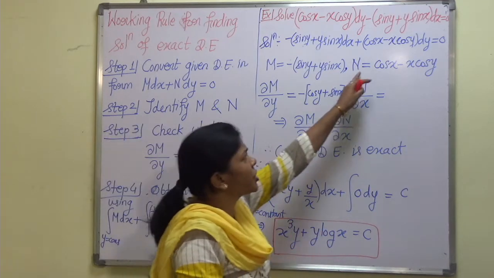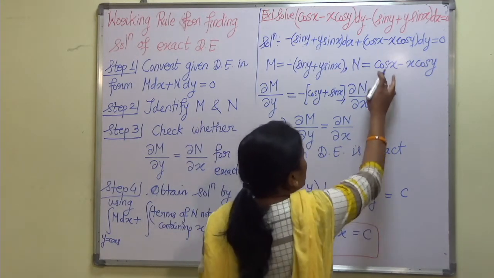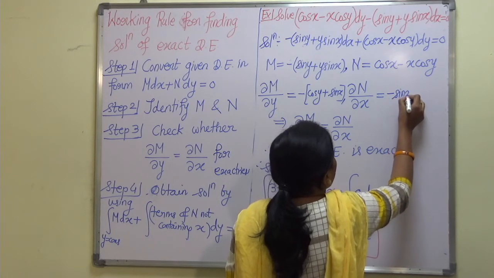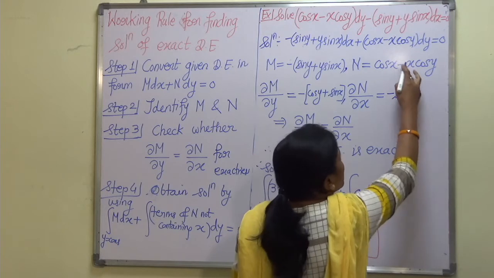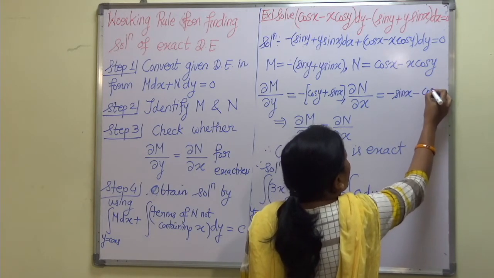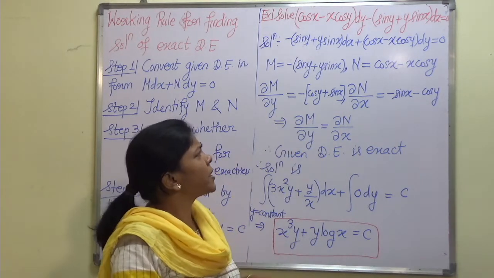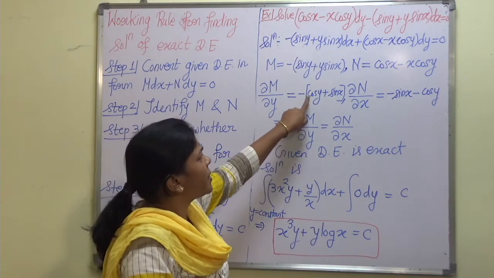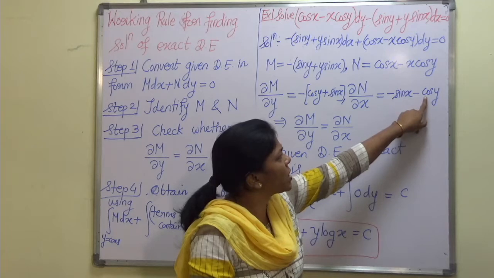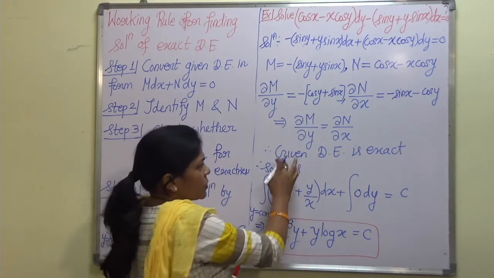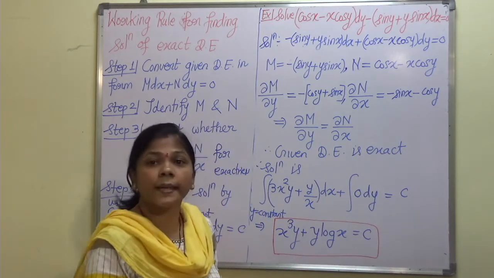Now differentiate N with respect to x. The derivative of cos x is minus sin x, minus cos y is constant and the derivative of x is 1. Just see whether both these terms are equal or not. Yes, minus cos y minus sin x. So both are the same. Therefore, the given differential equation is exact.